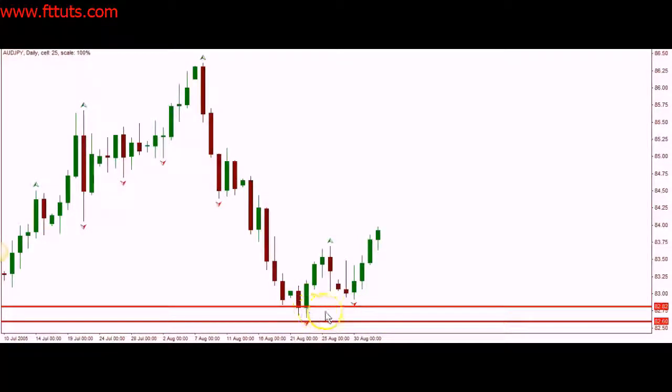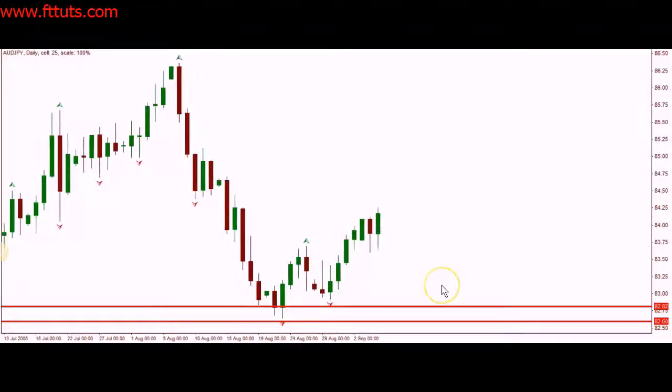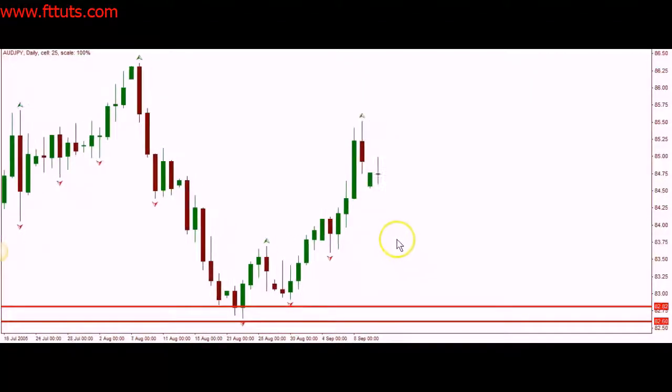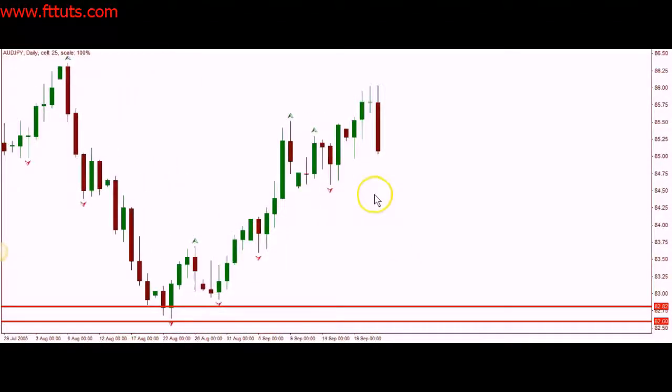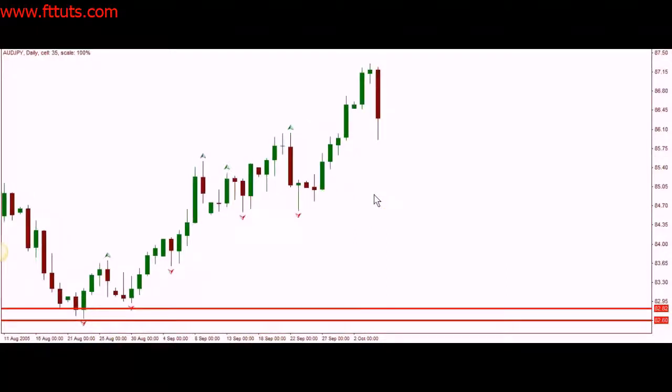Now if you had an entry in the middle, you would have been safe again. But why would you? The zone wasn't that big, so you could have traded this normal. It looks like you would have had another good trade. And you could see the market moved and continue to go higher.